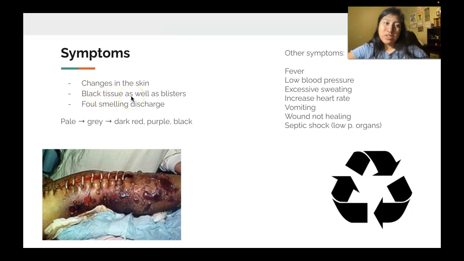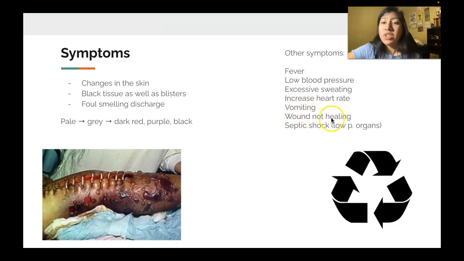So the black tissue, the tissue is turning color because of these toxins being secreted, and that's why the cells are dying, so they're going to change color. You're experiencing fever because your body is going into an inflammatory immune response. The low blood pressure is due to the alpha toxins that are being secreted because they're destroying your blood cells. The excessive sweating is due to your high fever, so your body's trying to cool you down. The increased heart rate also goes with the fever.